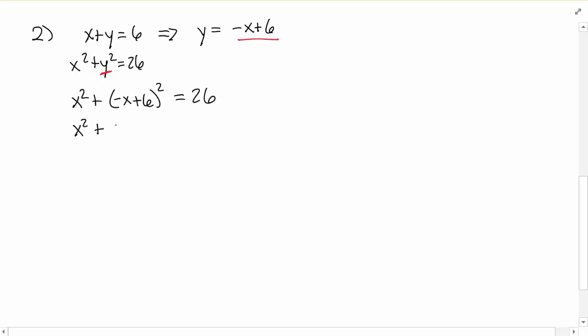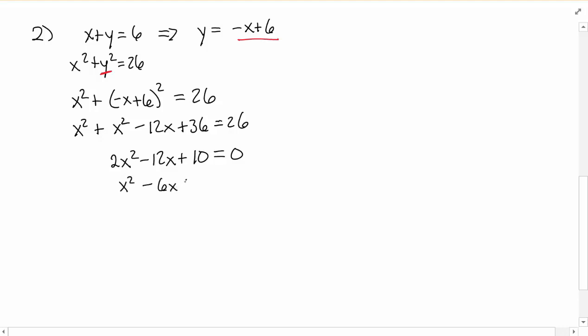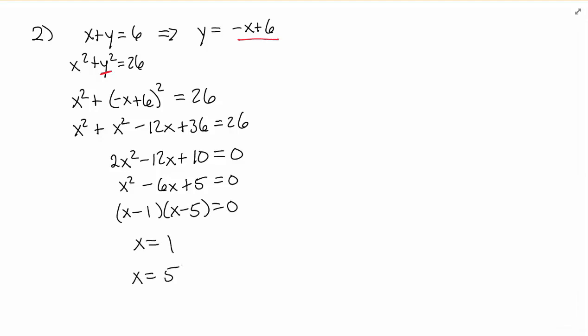So I get x squared plus x squared minus 12x plus 36, if you FOIL that out, which gives me a 2x squared minus 12x, and then if we subtract 26 from both sides, I'm going to get a plus 10, because it's 36 minus 26. Looks like everybody has a 2, so I'm going to divide by 2 and get x squared minus 6x plus 5 is equal to 0, and I think that one factors into x minus 1 times x minus 5 is equal to 0, so two options for x again. X is 1, x is 5, and now I've got to go figure out what the corresponding y's are.